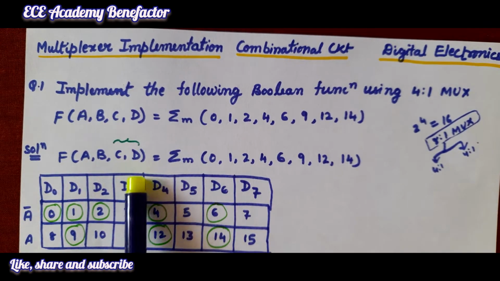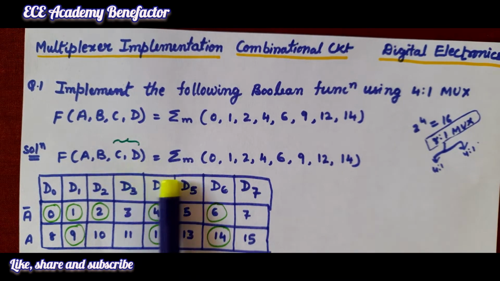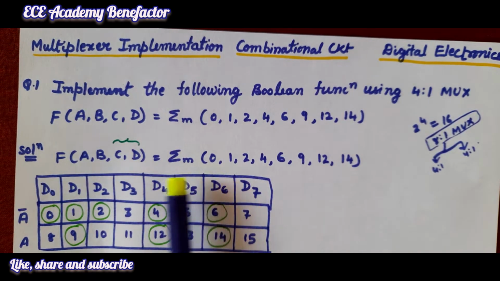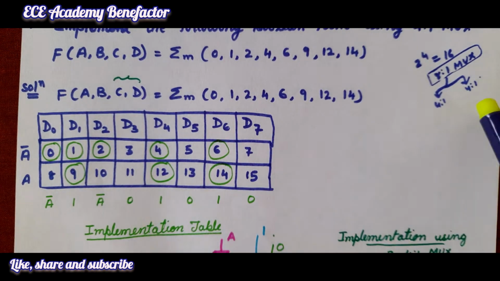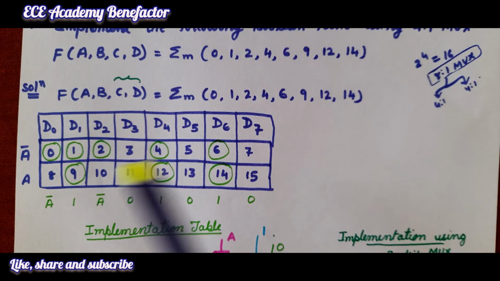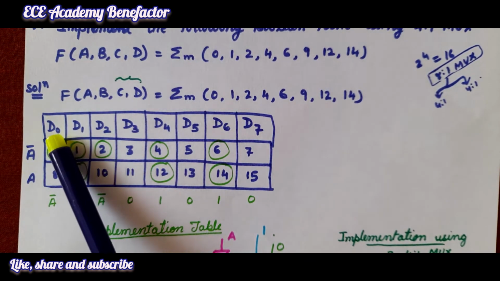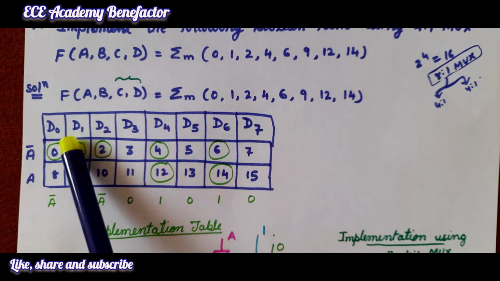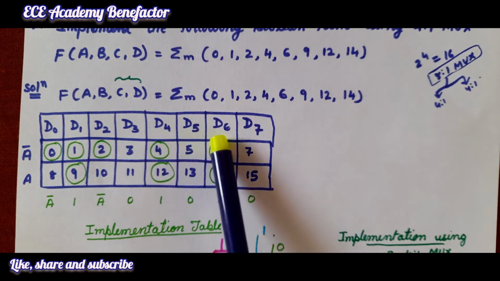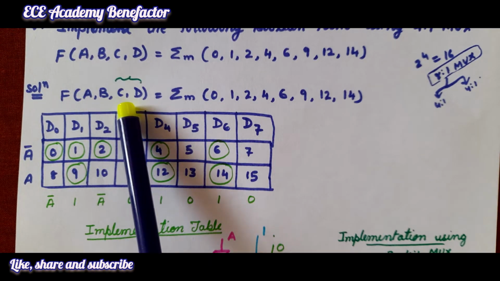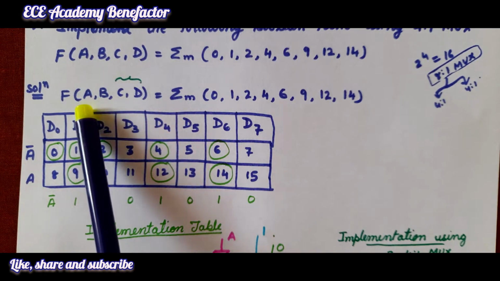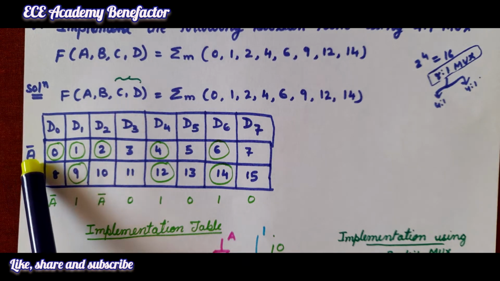I have written the Boolean function given in the question as below. Drawing the implementation table. Implementation table, we are writing it for 8:1 mux. So, the variable inputs are D0 to D7, D0, D1, D2, D3, D4, D5, D6, D7. Here we are having 4 variables. So, let us pick the first variable for the implementation table and write it as A, A bar.